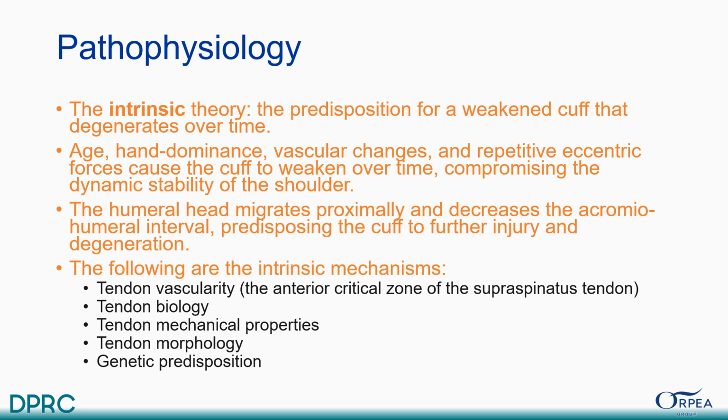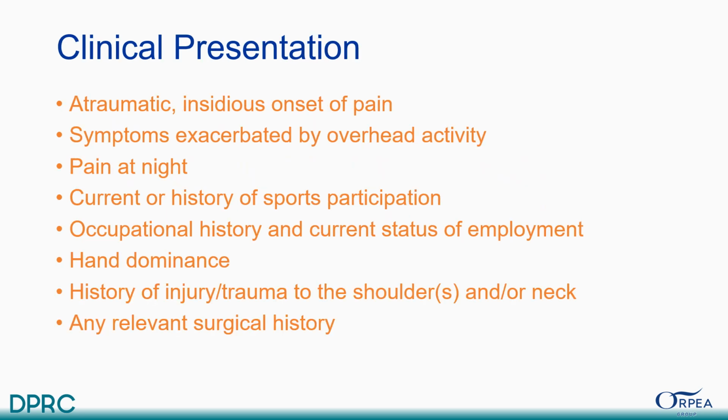So the intrinsic mechanisms are like tendon vascularity. As we know, there is a critical zone for the supraspinatus tendon, then tendon biology, tendon mechanical properties, tendon morphology, and genetic predisposition. How do they present clinically?